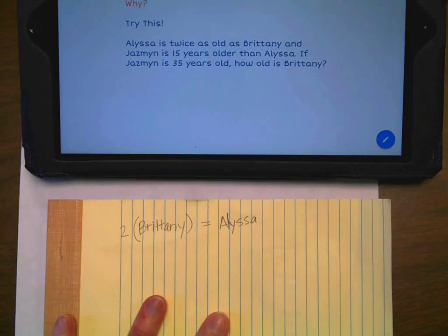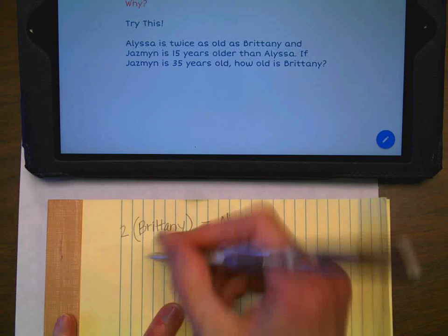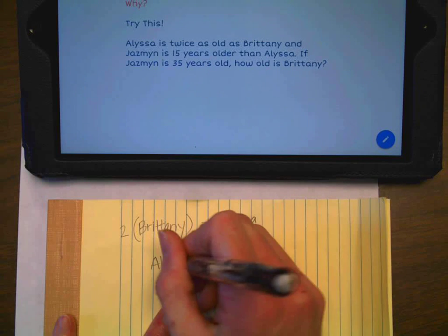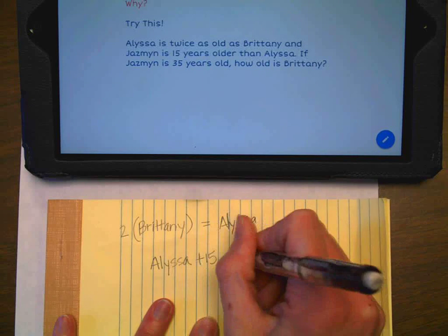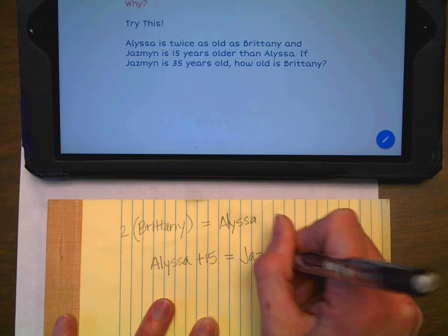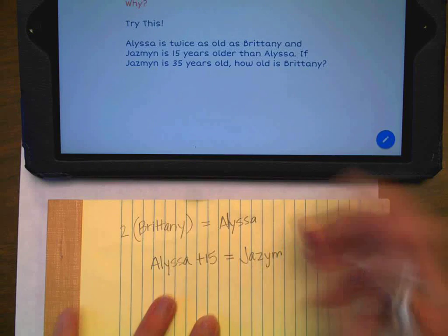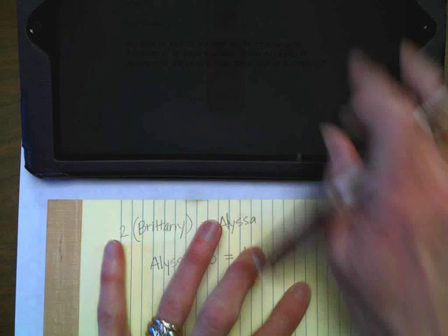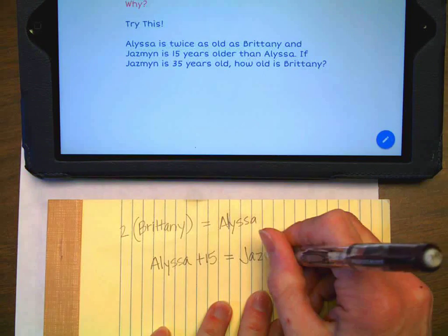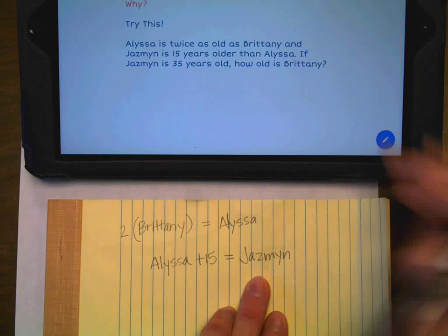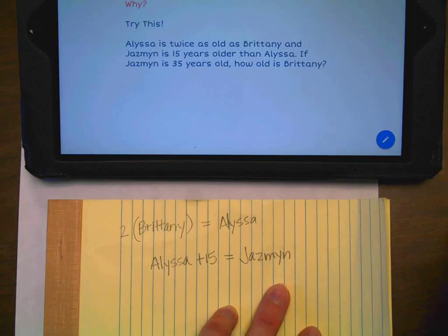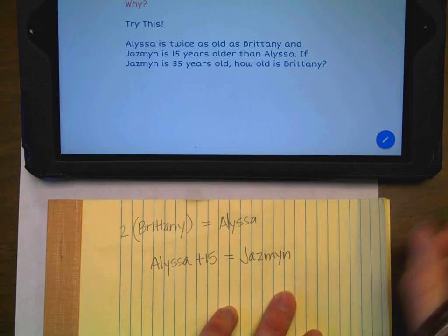And Jasmine is 15 years older than Alyssa. So then we have Alyssa, right? And Alyssa plus 15 years gives us Jasmine. Okay, we're starting, oops, I can't even spell today, I apologize. All right, so Jasmine is that, good. Okay, so Alyssa plus 15. And then it says, if Jasmine is 35 years old, how old is Brittany?